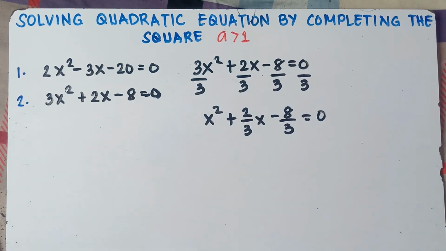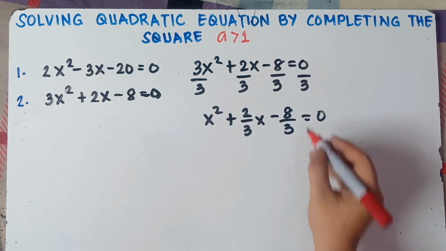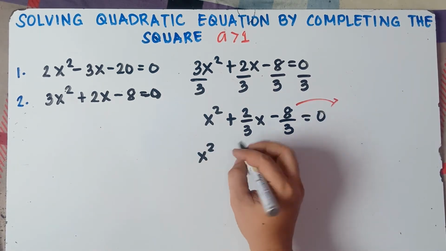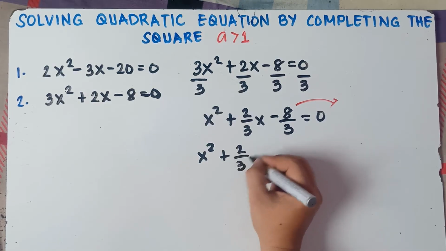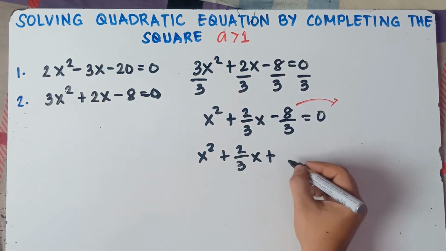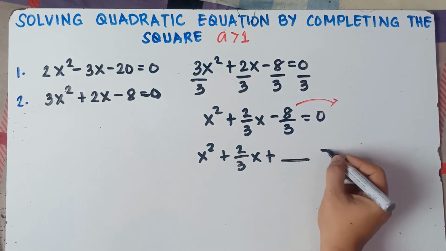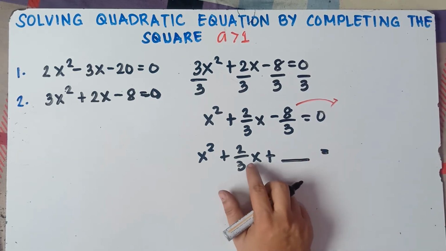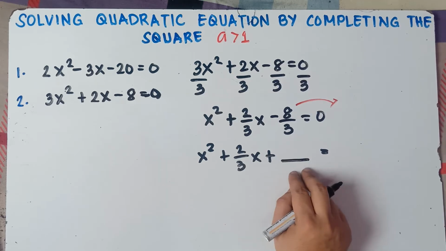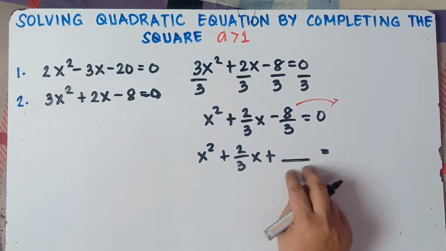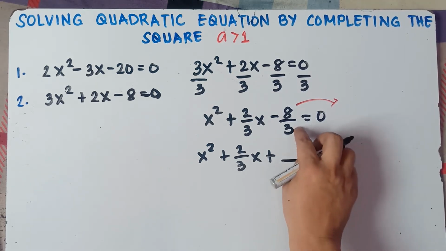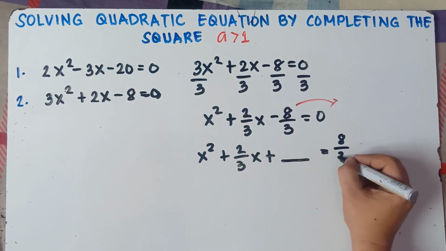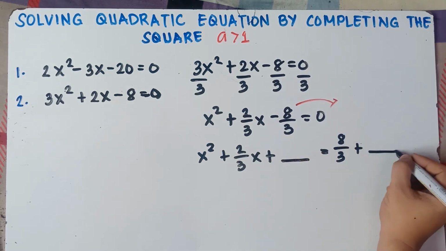So next step, class, is we need to transpose the constant from left to right. Transpose this one. So copy x squared, copy 2 over 3x, plus we need to add a new constant because we need to transpose this constant, class, from left to right. You put a space because we need to add a new constant. Transpose this one. This is negative 8 over 3. It will be positive 8 over 3 plus another new constant.